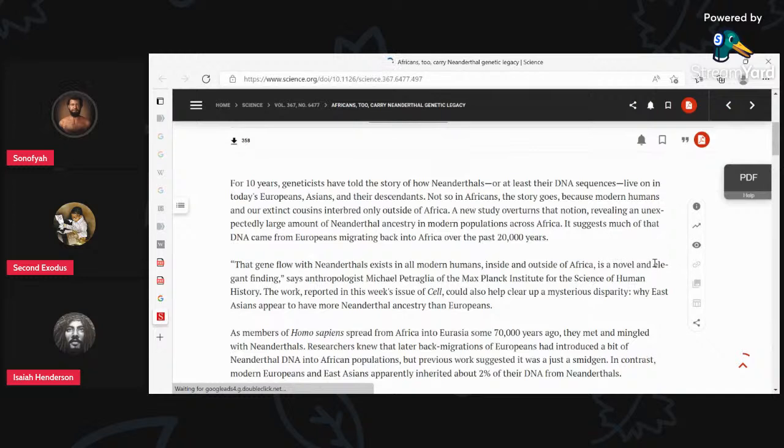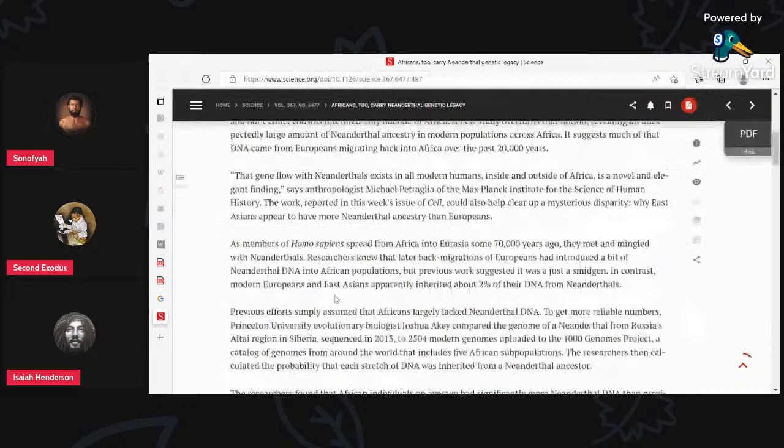It is a novel and elegant finding, says anthropologist Michael Petraglia of the Max Planck Institute for the Science of Human History. The work reported in this issue of Cell could also help clear up a mysterious disparity: why East Asians appear to have more Neanderthal ancestry than Europeans.